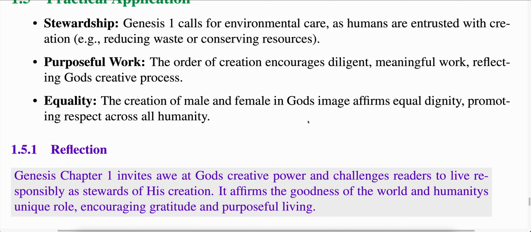I think this chapter has said a lot of things to us. I think this will be more and more interesting for you.